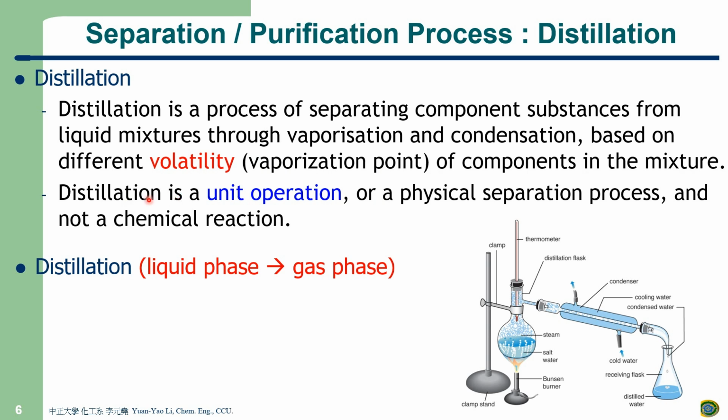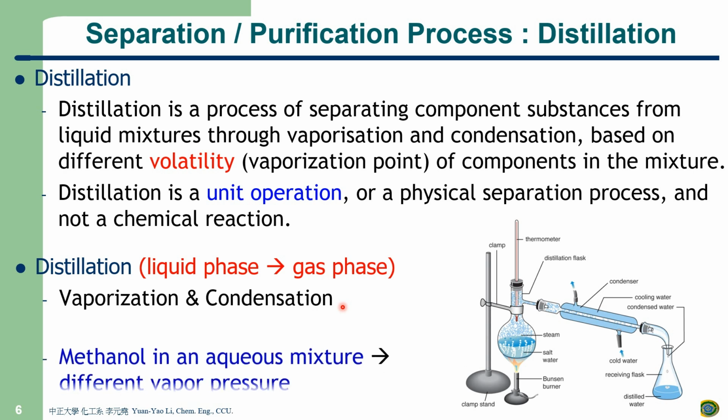So distillation is a unit operation. Unit operation in Chinese is what? 单元操作. That's what you need to learn. Or physical separation process and not a chemical reaction. So this is not a chemical reaction, but this is a very powerful process. It can do the separation due to the different volatility. So in distillation you move liquid phase to the gas phase. Okay, so vaporization and condensation.